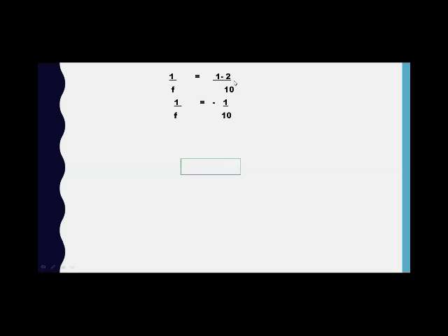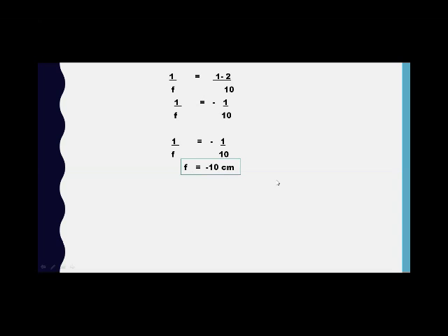In the next step, we just simplify it. 1 minus 2: plus minus minus, so we have to subtract. 2 minus 1 means 1, but since 2 is the greater number and its sign is negative, in the answer we will write negative. After that, to get the value of f, we cross multiply. This 10 will multiply by 1, so 10 ones are 10, and this f will multiply by minus 1, so we get minus f.